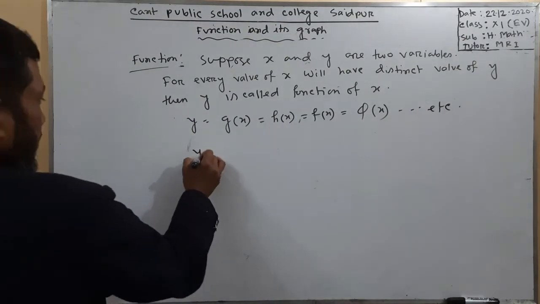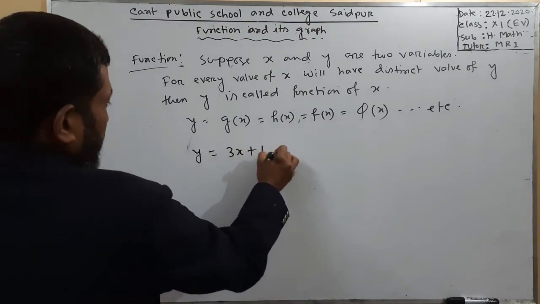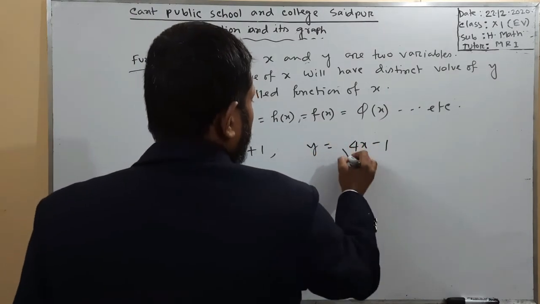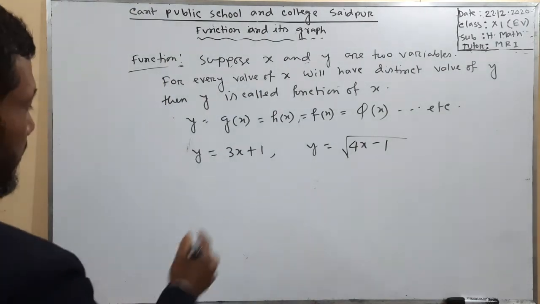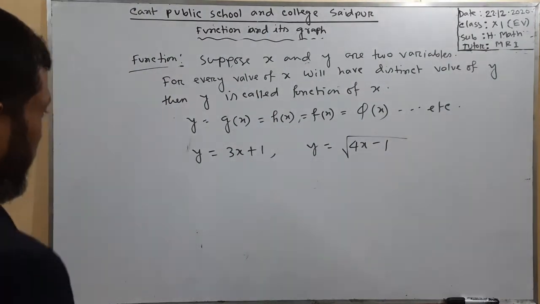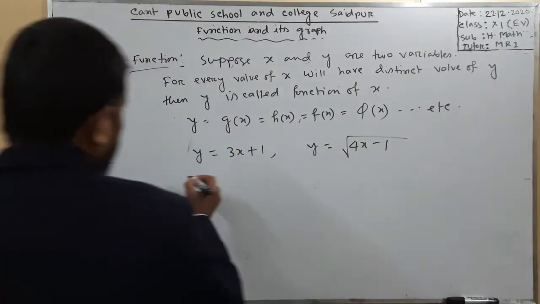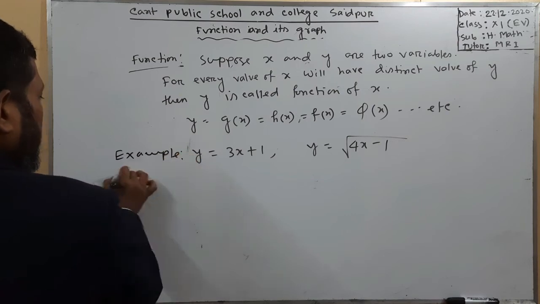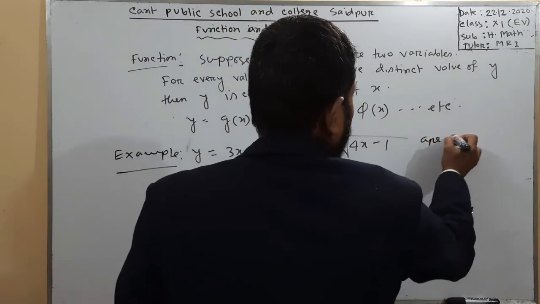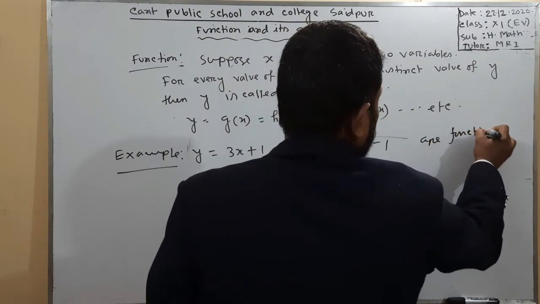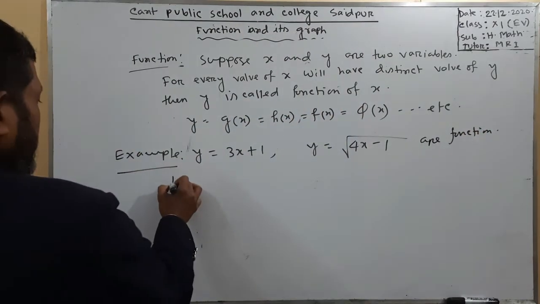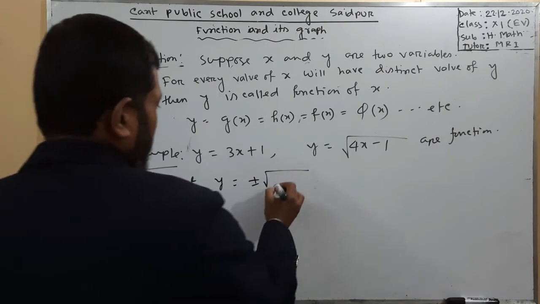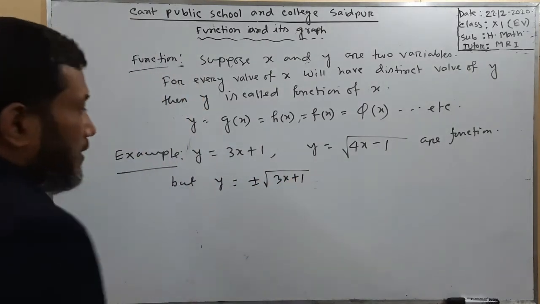It is generally denoted by y is equal to g of x, h of x, f of x or phi of x, etc. Suppose I am writing here y is equal to 3x plus 1, y is equal to 4x minus 1. These two are examples of function. But if we write here a square root, this is not a function.